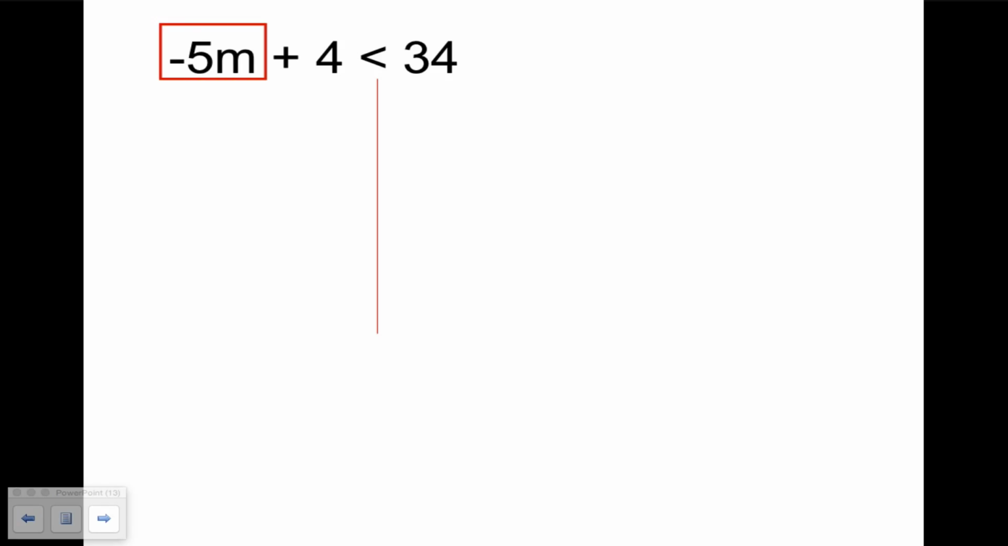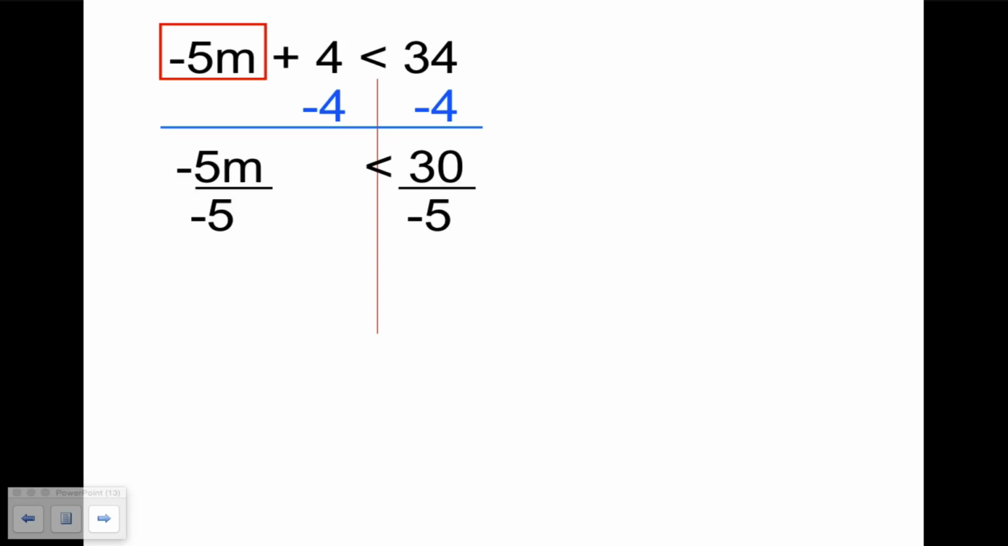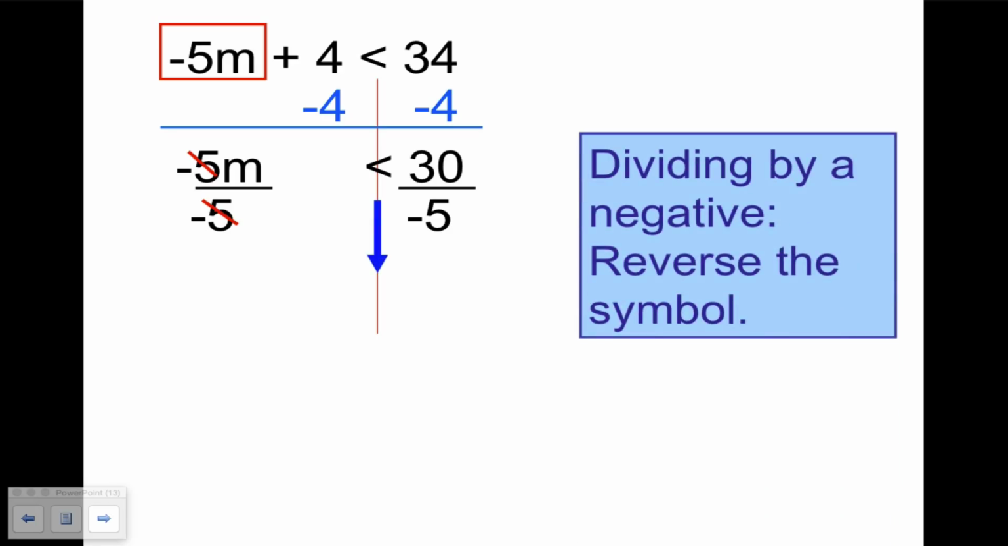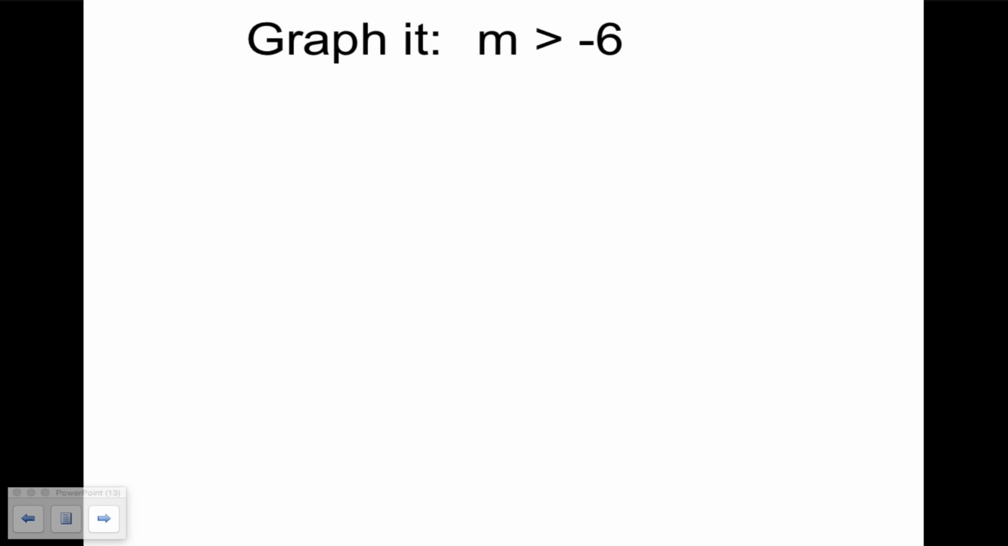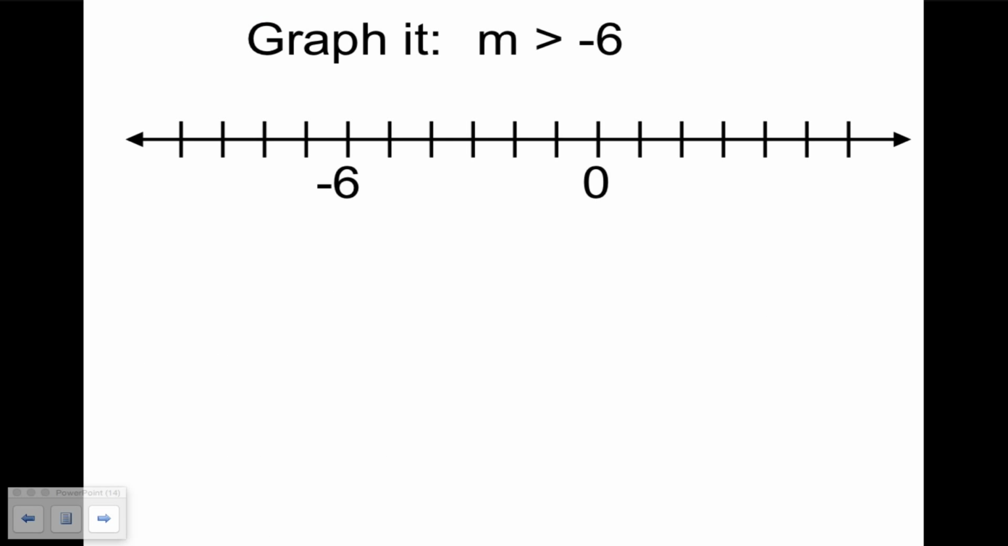We want to isolate the box. We subtract 4 from both sides. So -5m is less than 30. Now we'll divide both sides by -5, and this is the key. Well, -5 divided by -5 cancels. M is going to be greater. Dividing by a negative reverses the symbol. So M is going to be greater than -6. And the final graph, it's going to be an open circle at -6, pointing to the right.